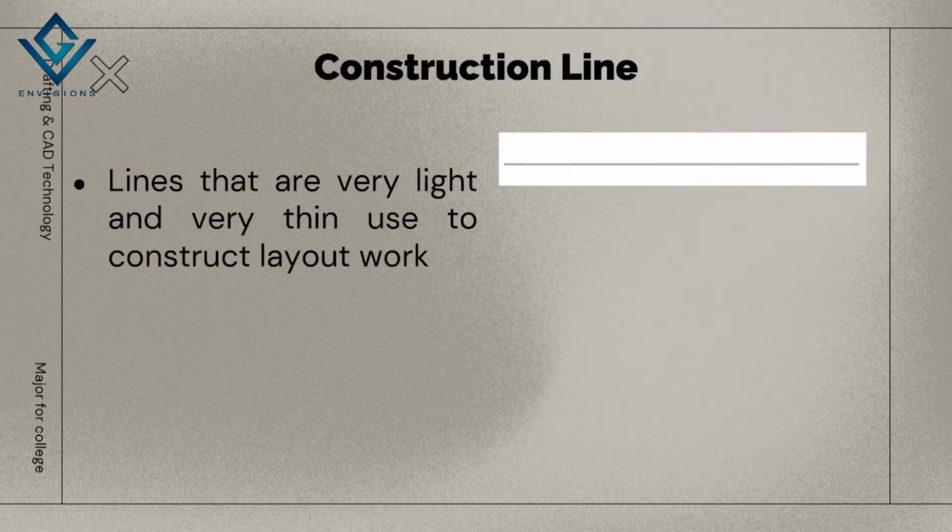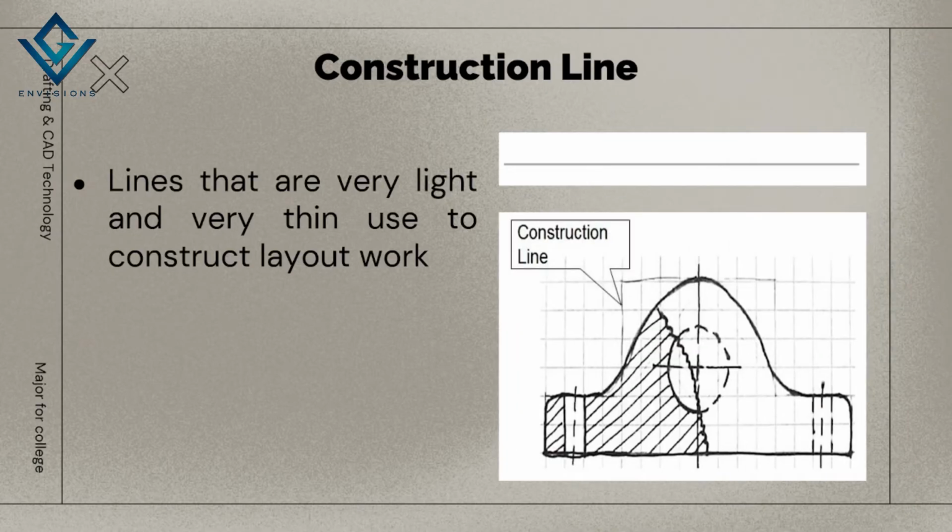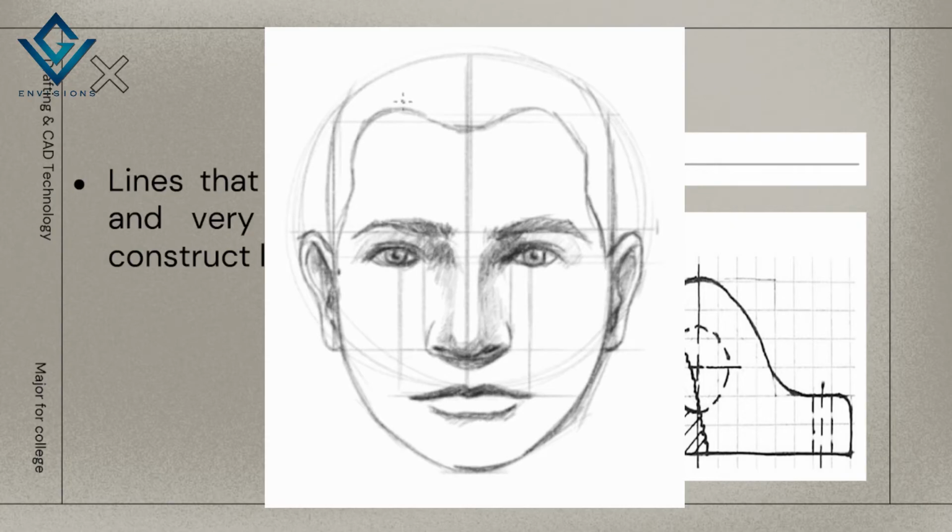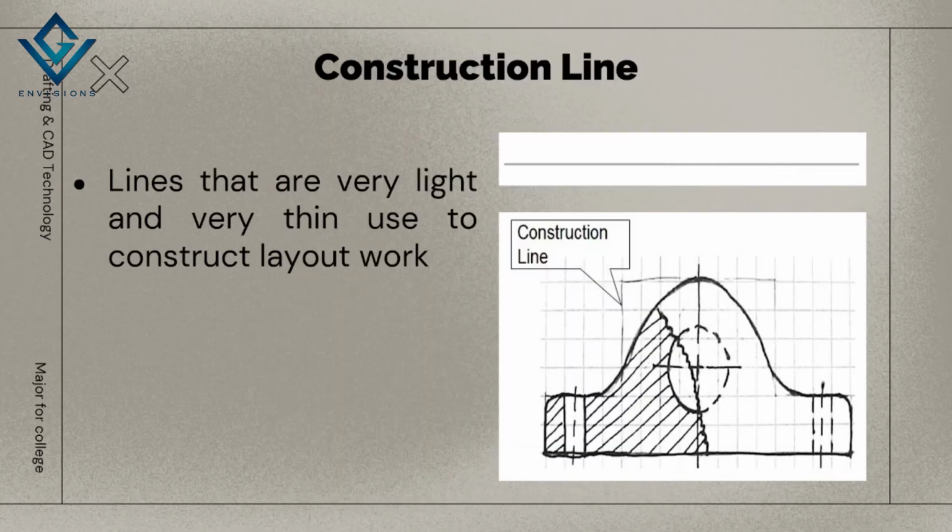Next, we also have the construction line. The construction lines are very light and very thin, used to construct layout work. So this one is an example of the construction line. Usually it is the basis of a certain drawing. Before you can create a drawing, you need to have a sketch of it. For example, when sketching the face of a person, you first need to form the face. You need to know the location of the eyes, the mouth, the nose, and so on. This is like the construction line. You need the construction line in order to estimate the proper placement of your drawing. So this one here is an example of the construction line.